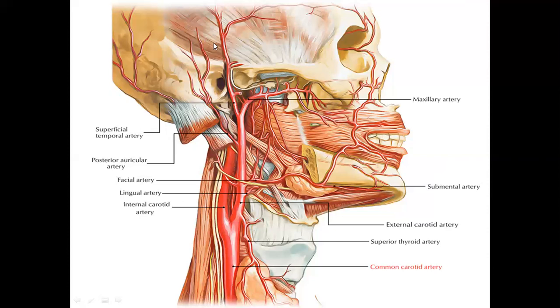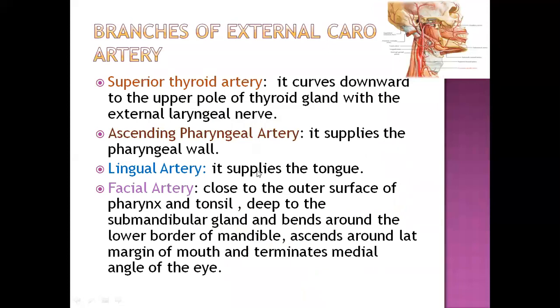So this is the superficial temporal artery, and this is the posterior auricular artery. It supplies the posterior surface of the pinna and the skull, and this occipital artery supplies the posterior-most area of the skull. So this is all about the external carotid artery. The superior thyroid artery, as I told you, curves downward on the upper pole of the thyroid gland with the external laryngeal nerve, and supplies the thyroid gland.